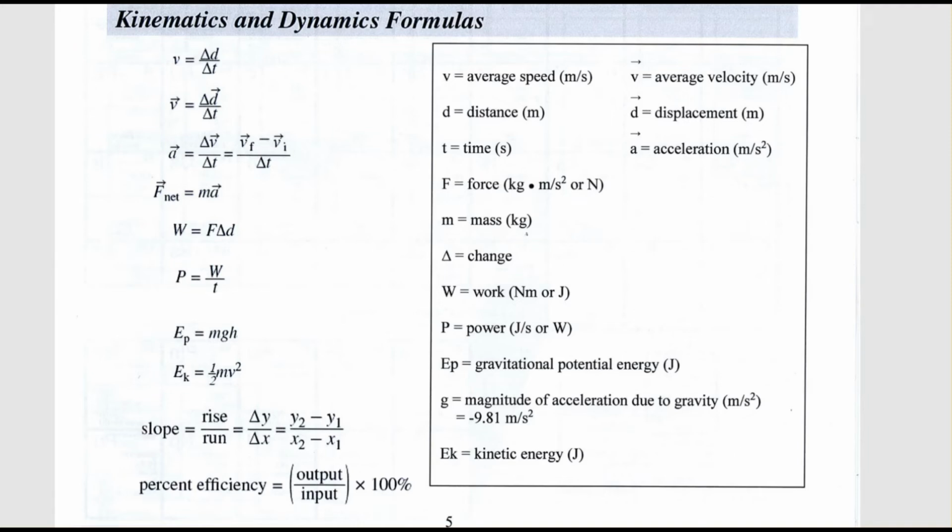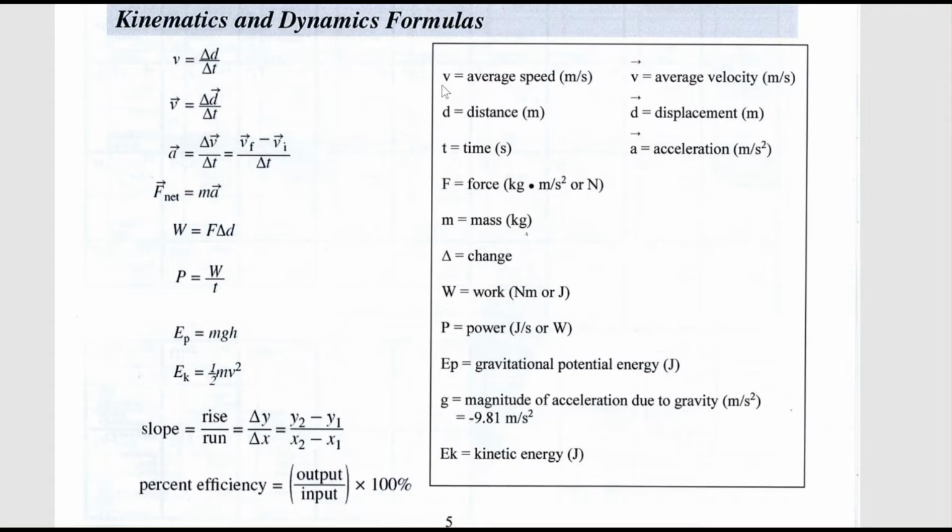Here we've got page 5 of our data booklet. It lists a bunch of formulas and a bunch of units. When I look here, I see that we've got a bunch of letters, or variables, and they stand for certain things. A lowercase v with no arrow on top of it is average speed, and average speed is typically measured in meters per second. Those are the SI units for average speed, meters per second.